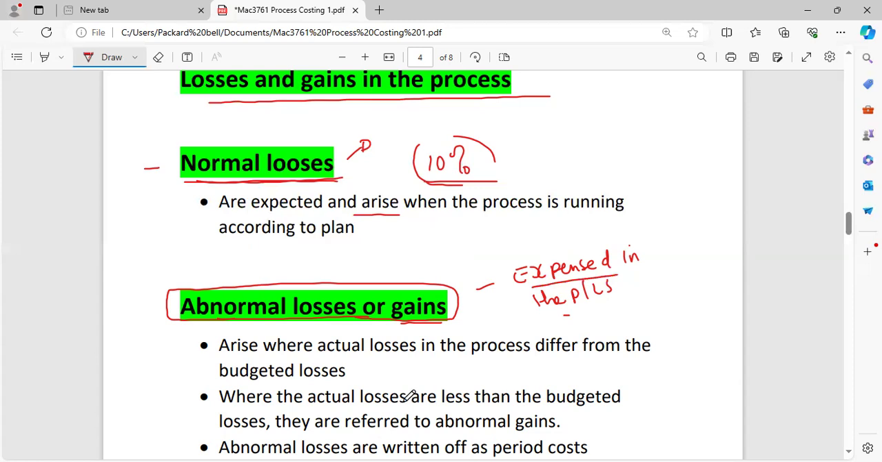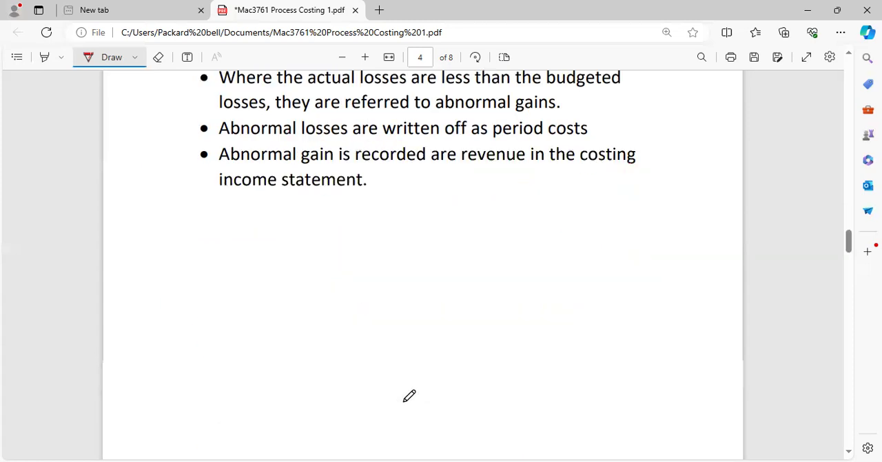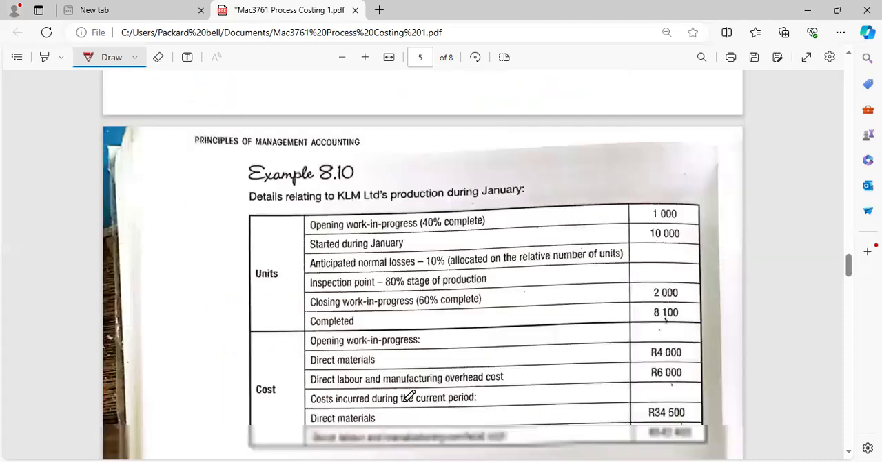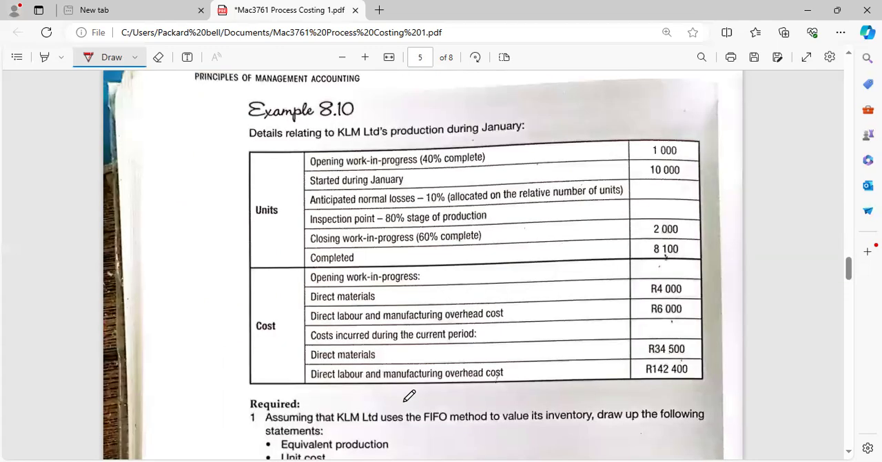Right. I want us to look at this question. I think everything is going to be easy when we look at a question. Right, so let's look at this question.